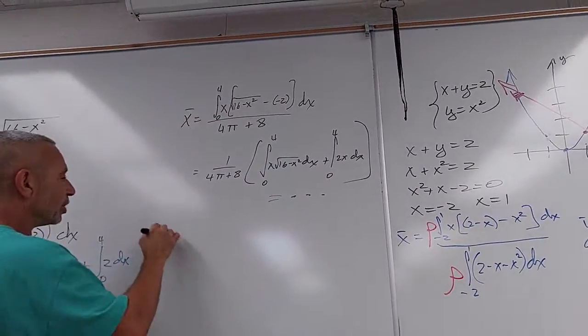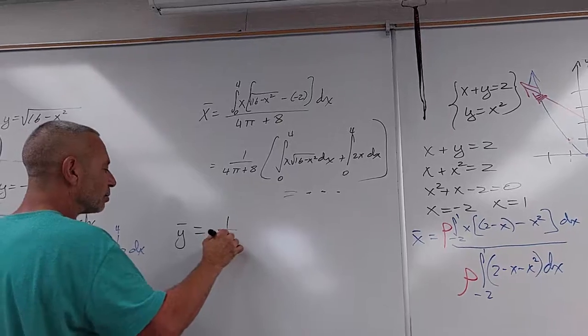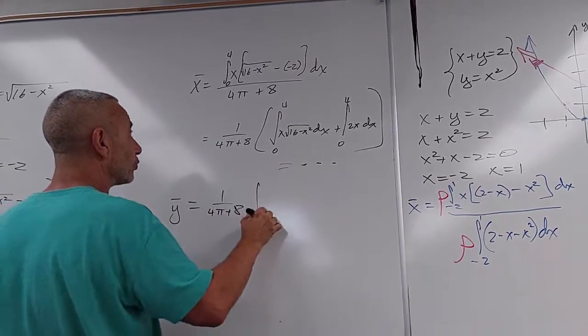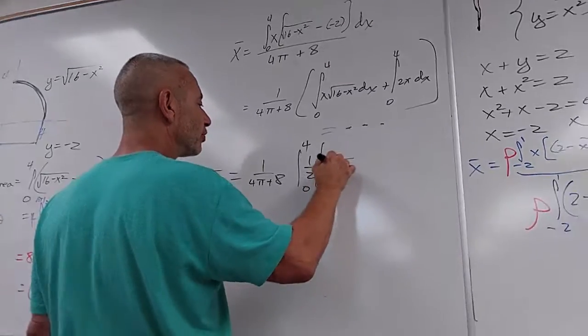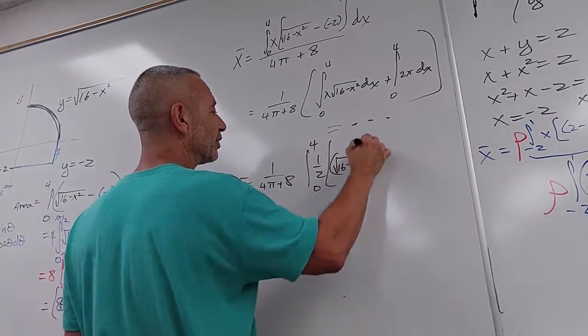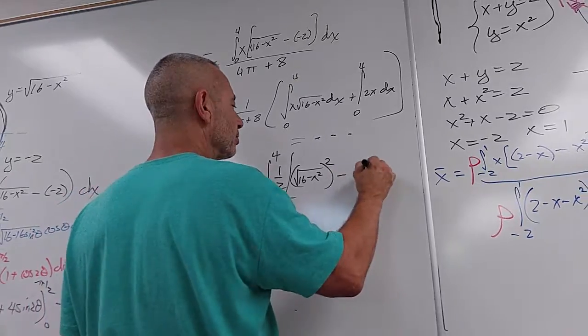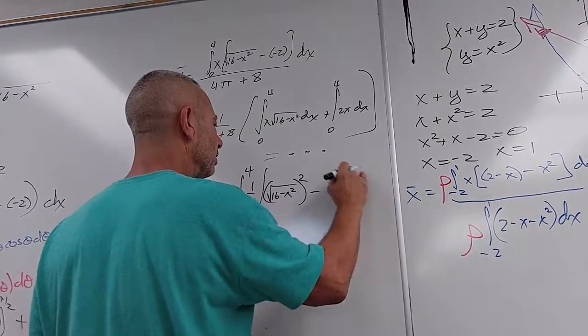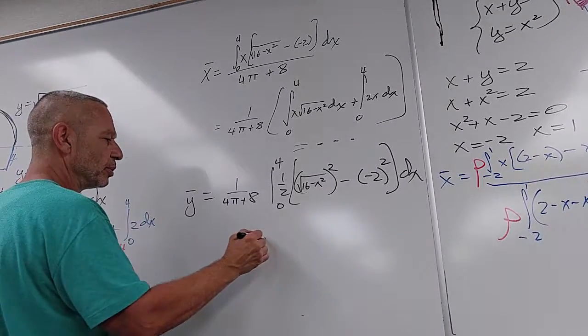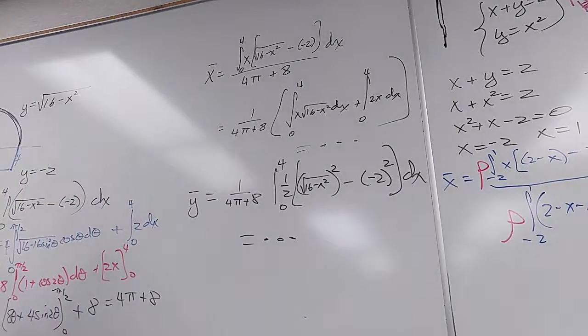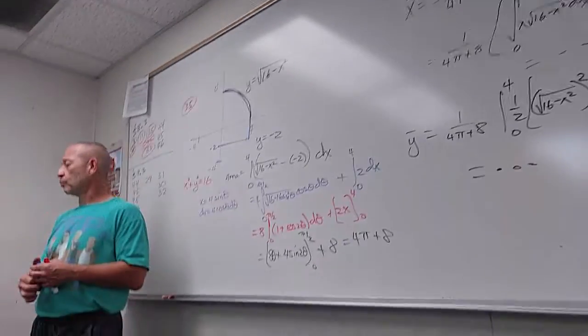When we do y bar, we're going to have 1 over 4 pi plus 8, integral 0 to 4, 1/2, and we're going to take the square root of 16 minus x squared and square it, minus the minus 2 and square it. And so that one I can assume you will be able to do, because that's even easier, isn't it? Calc 1 integration once again.